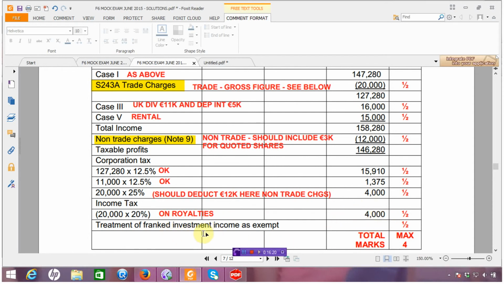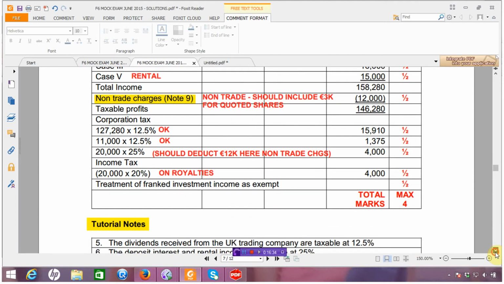Note also that in relation to the dividend from the Irish resident company, they've made a point of saying that that is exempt. Get a half a mark just for that. Don't forget to do that, even if you know the answer. That's marks for very little.